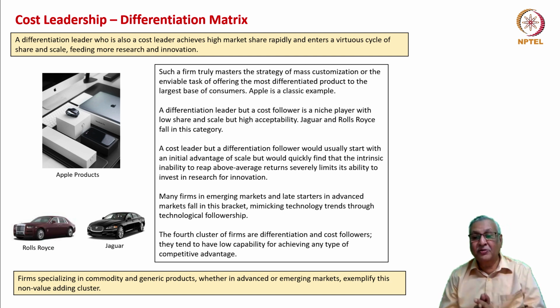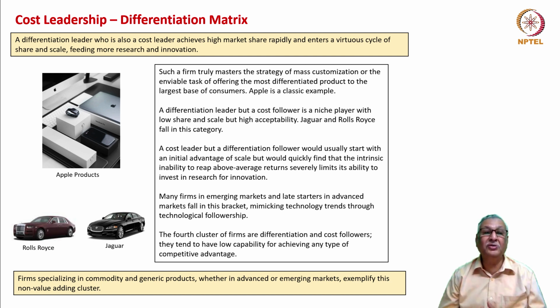A cost leader but differentiation follower would usually start with an initial advantage of scale but would quickly find that the intrinsic inability to reap above average returns severely limits its ability to invest in research for innovation. What it means is that a cost leader but lagging in terms of differentiation will not be able to attract the market forever. Therefore, the returns will be industry average or industry minus.